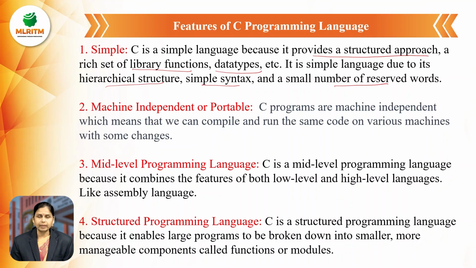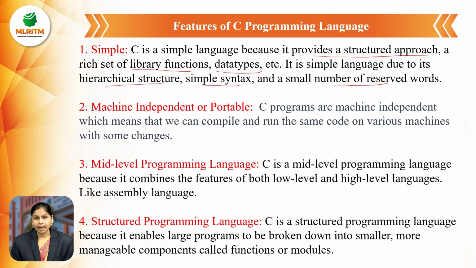Portable means a program written in one operating system can be easily executed in another operating system with or without some modifications. It does not depend on the machine. For example, we are writing code in the Windows operating system. The same code will be executed in Linux also. Sometimes it requires some changes. Otherwise, we can execute the same program on different platforms without any changes also. That's why C is called portable and machine independent.